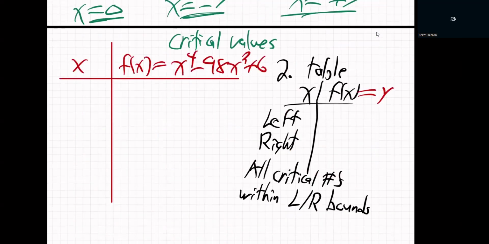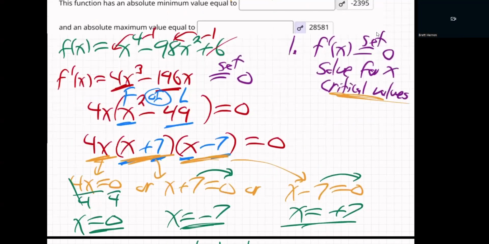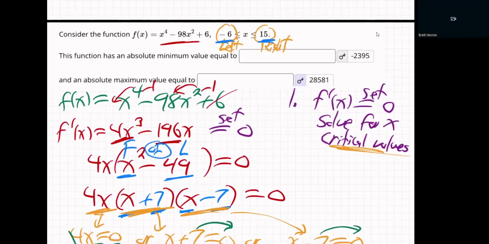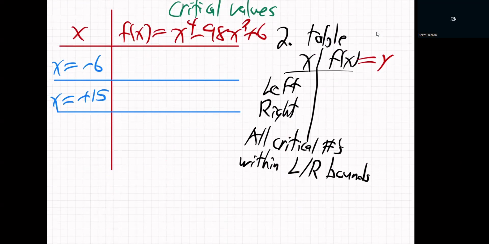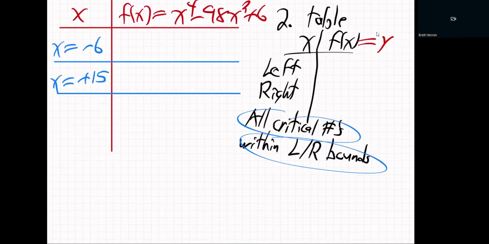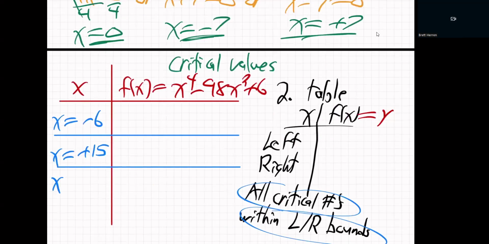And I'm going to plug in the left and the right. So x equals the left and the right: negative 6, positive 15. Okay. Now, all the critical numbers that are within the bounds. So x is 0. I'm grabbing these critical numbers now. Not that guy. x is positive 7.